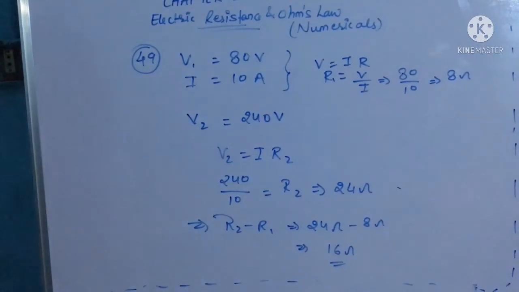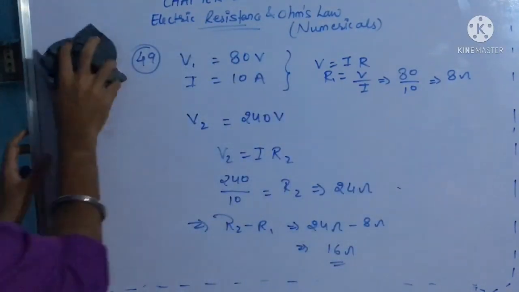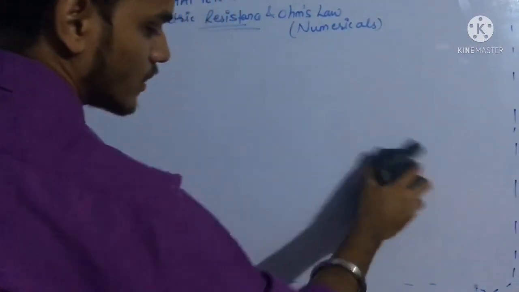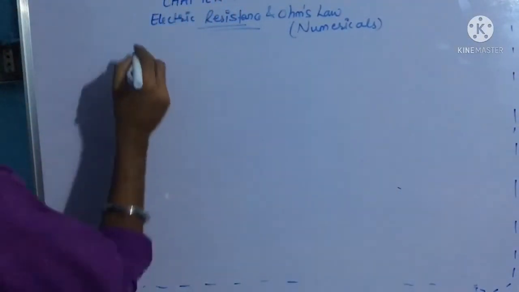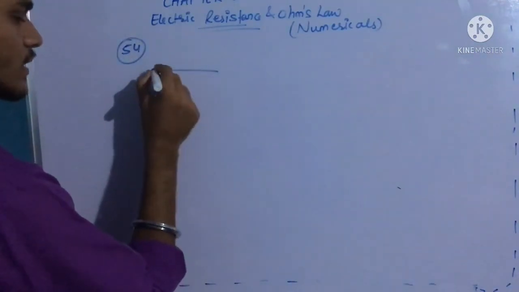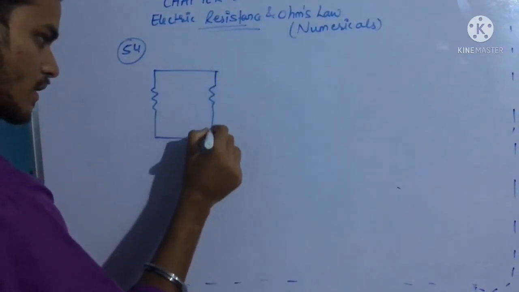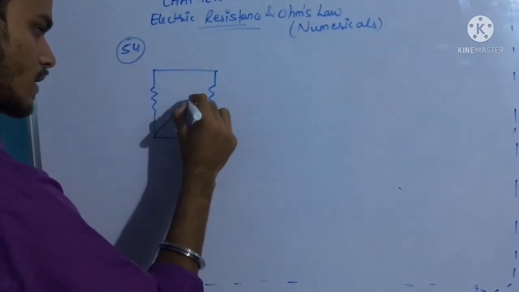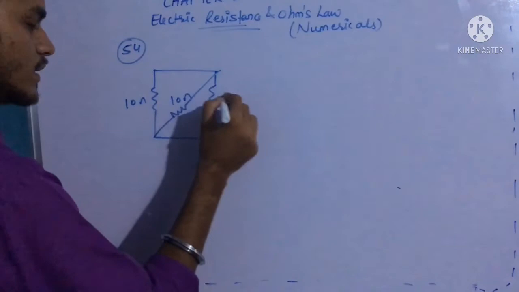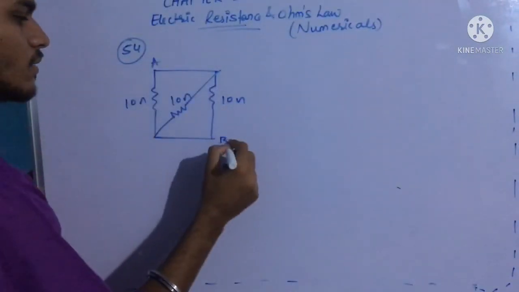Now the next question is question number 54. In question number 54, a figure is given. We have to calculate the equivalent resistance. So in the first figure, the figure is like this. We have been given 10 ohm resistors, each. So we have to find the equivalent resistance.